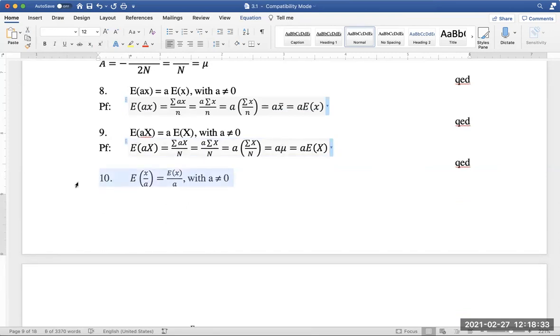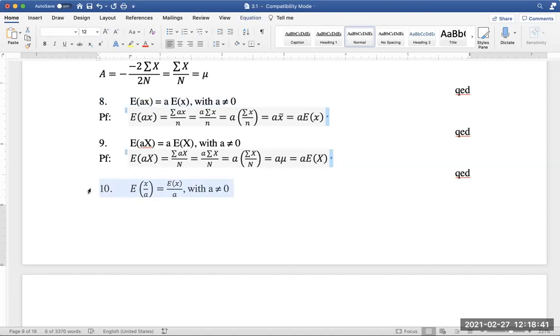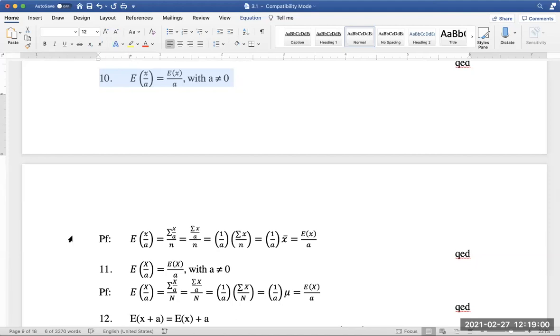Recall that division is multiplication by the reciprocal. So this follows from property 8, but let me show it anyway. So the expected value of X divided by a, again, so long as a here is not zero, is the sum of x over a, divided by n. By the properties of summation, that's the same as the sum of x, over a, divided by n. But the sum of x over n is the sample mean. And so this is just the expected value of x over a, and that's what you want to show.